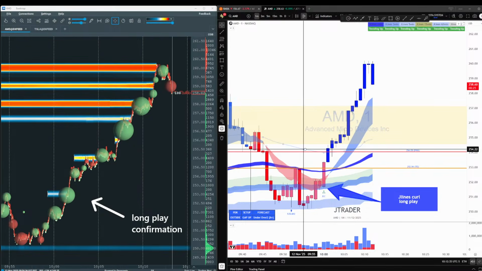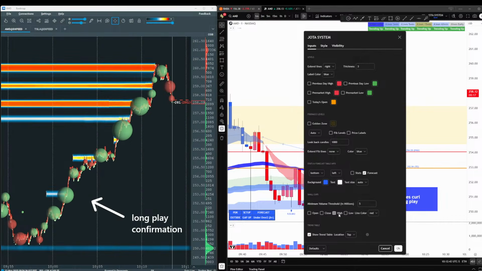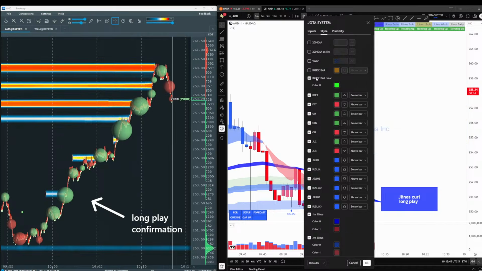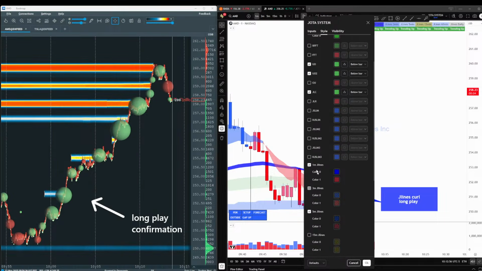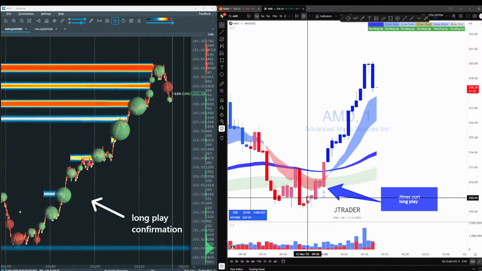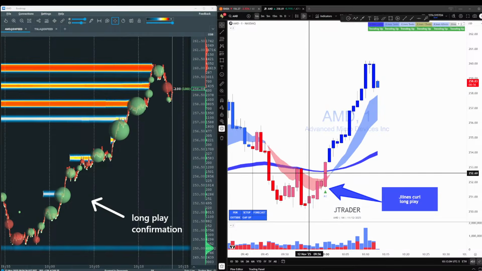Over here, I can take off a few things in this case, so you can just see it better. I'm going to change a few things over here. There we go.